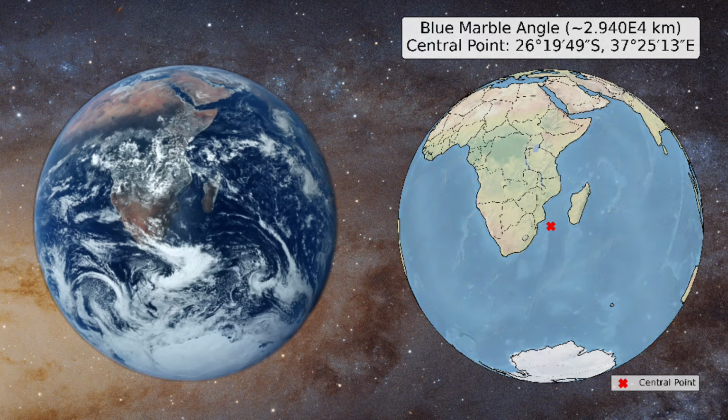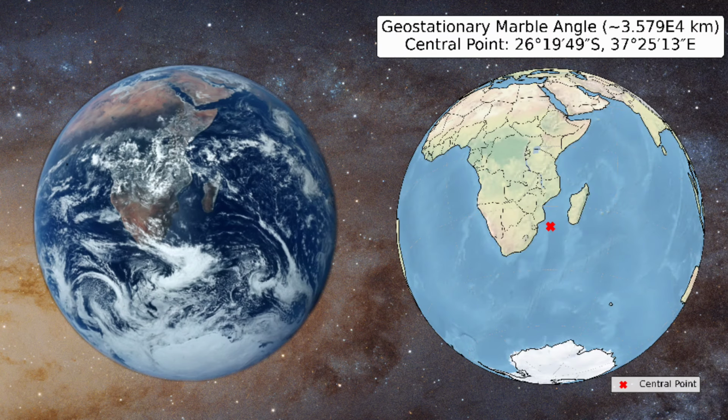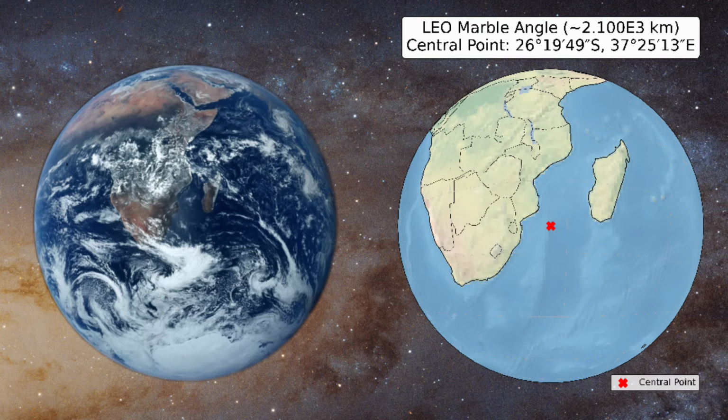We can also change the camera's altitude to a geostationary distance of 36,000 kilometers and see that there is minimal change, as the perspective from 29,000 kilometers provides a nearly complete disk. If we change the distance to something like a satellite in low Earth orbit, say 2,000 kilometers, we can see a drastic reduction in the disk area.